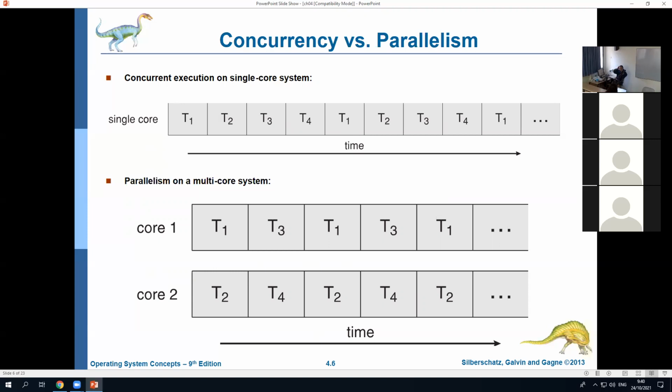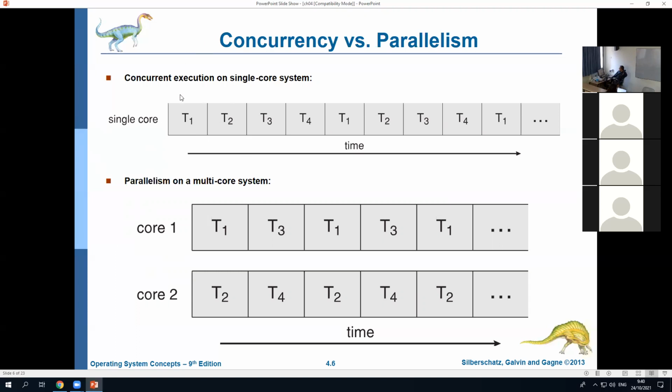So I don't really understand what that means. They're saying the same thing. Well, look at the picture. T1, T2, T3, T4. This line means time. It goes on one at a time. In the first period of time, only T1 is running. The second period of time, only T2. So you say, well, why is that concurrent? That's one after the other. It's serial. One and then the next and the next in a series.